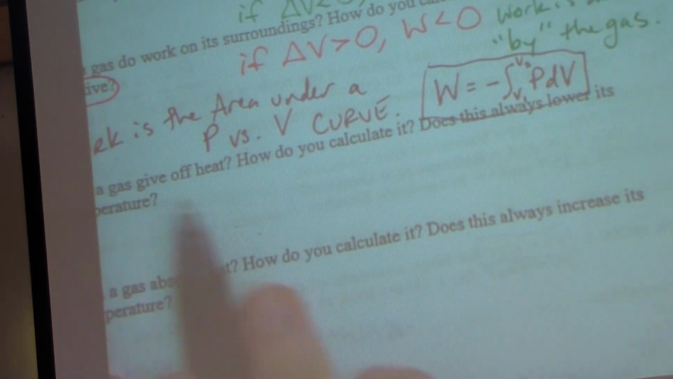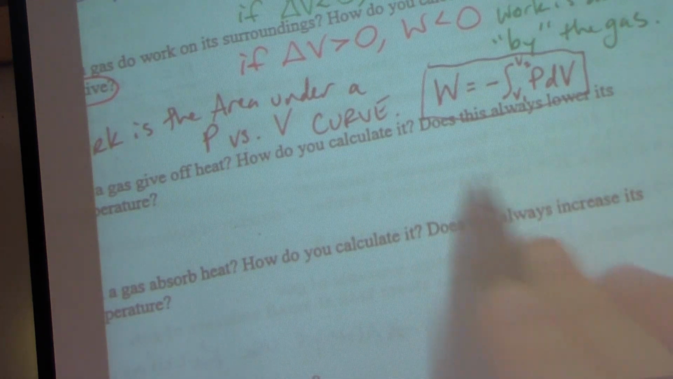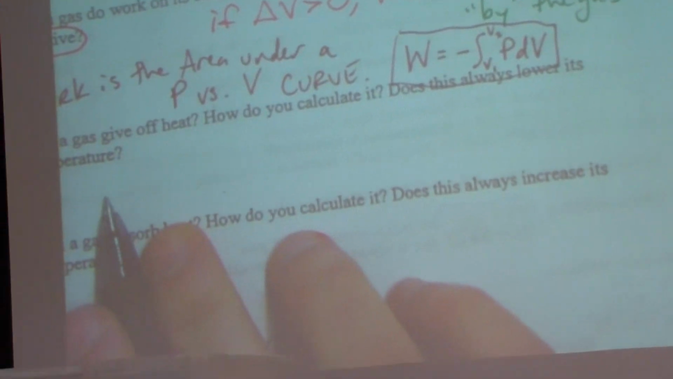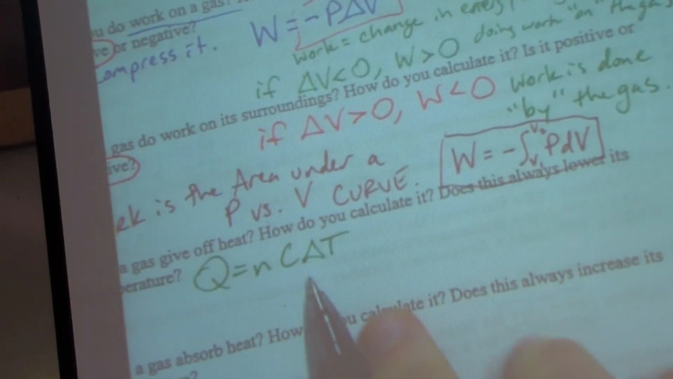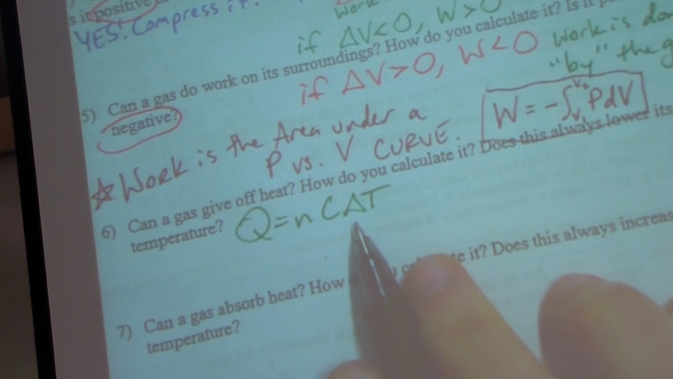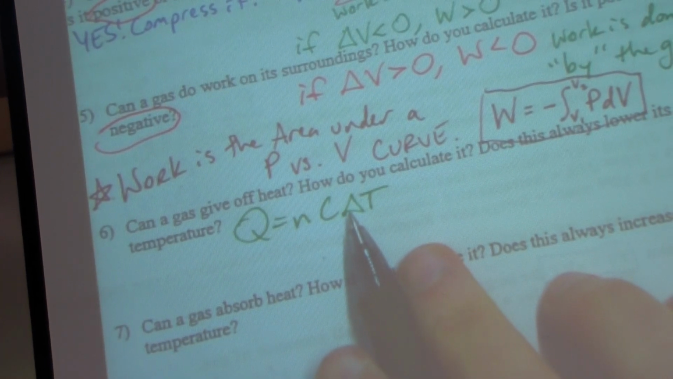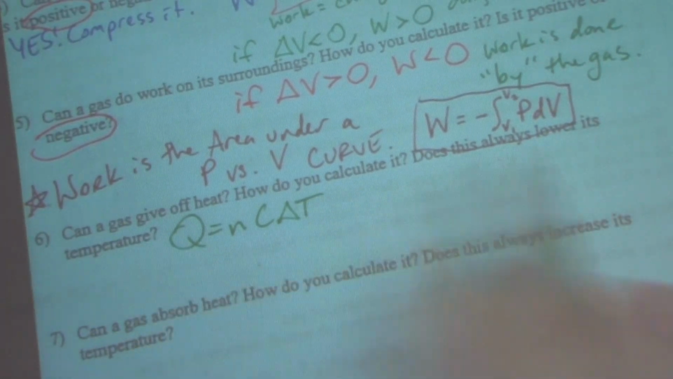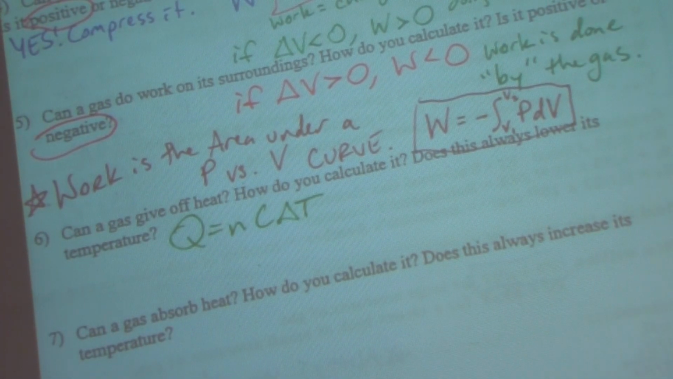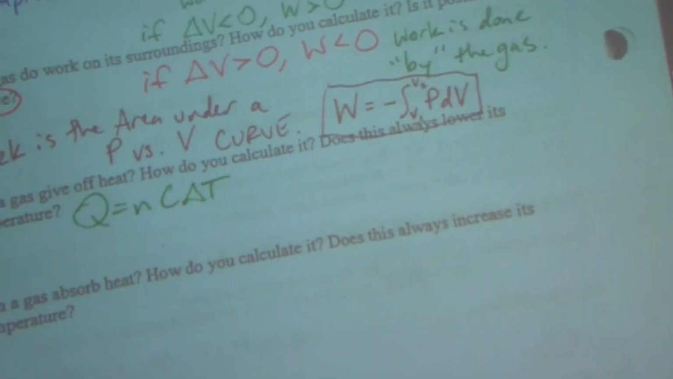All right, can a gas give off heat? How do you calculate it? Does this always lower the temperature? Heat, how do you calculate it? Q equals NC delta T. I introduced this equation last Friday, or maybe last Wednesday, I'm not sure. And this is the tricky thing. Does it always lower the temperature? Not necessarily. Okay, I think we'll stop here.